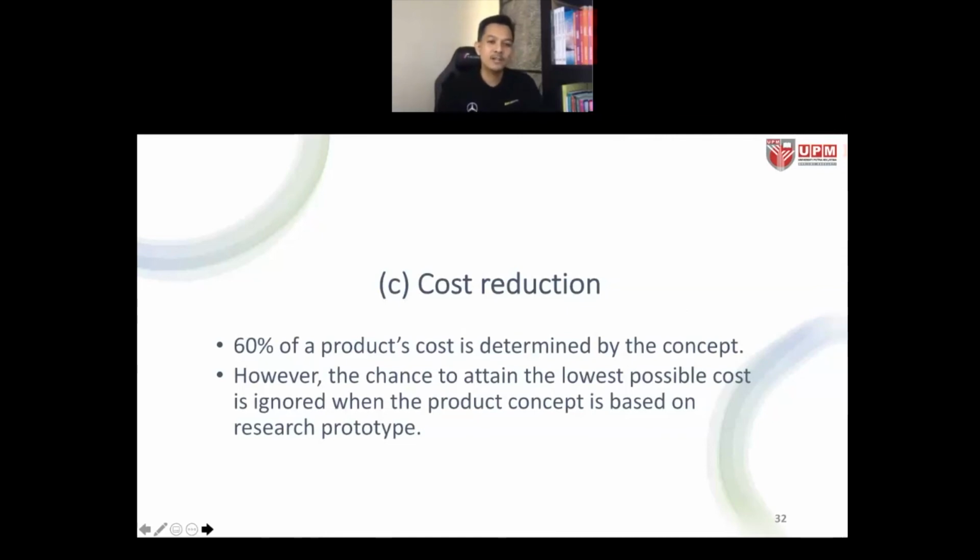Statistically, 60% of the product cost is determined by the concept. When you do design, you have a conceptual design, so you have already determined 60% of the product cost. However, the chance to attain the lowest possible cost is ignored when the product concept is based on a research prototype. Okay, it is not the actual prototype, the commercialized prototype that we want.